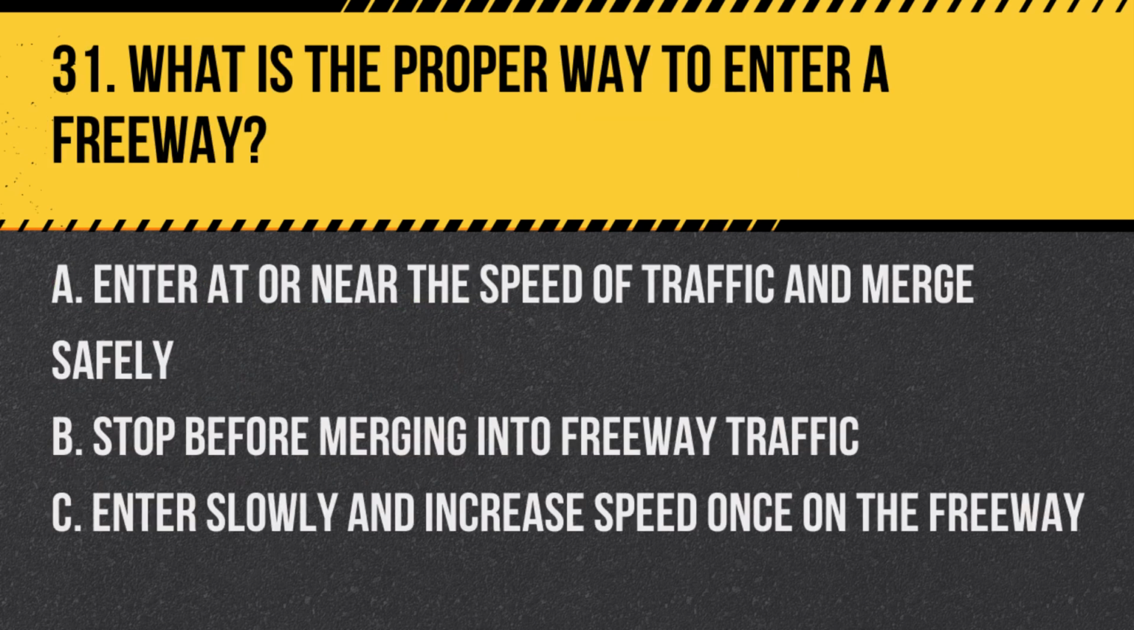Question 31. What is the proper way to enter a freeway? A. Enter at or near the speed of traffic and merge safely. B. Stop before merging into freeway traffic. C. Enter slowly and increase speed once on the freeway. Answer: A. Enter at or near the speed of traffic and merge safely. The proper way to enter a freeway is to match the speed of traffic and merge safely.